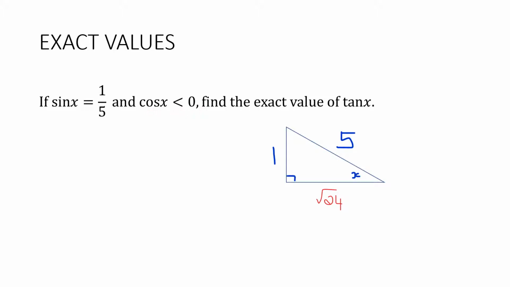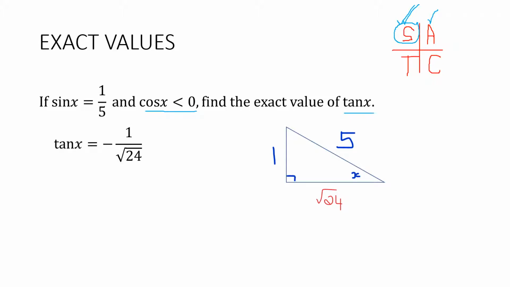Now, if it tells me that cos x is going to be less than 0, I'm going to need to adjust my answer a little bit. I'm going to need to go to the all stations to central diagram. So we know that sine is positive. That's either in here or here. And it's telling us that cos is negative, and that's going to be here. So we want to be in this quadrant. We want to find tan x. Tan is going to be negative. It's going to have the same magnitude as the previous answer, but it's just going to be negative. So my answer will be negative 1 on the square root of 24.